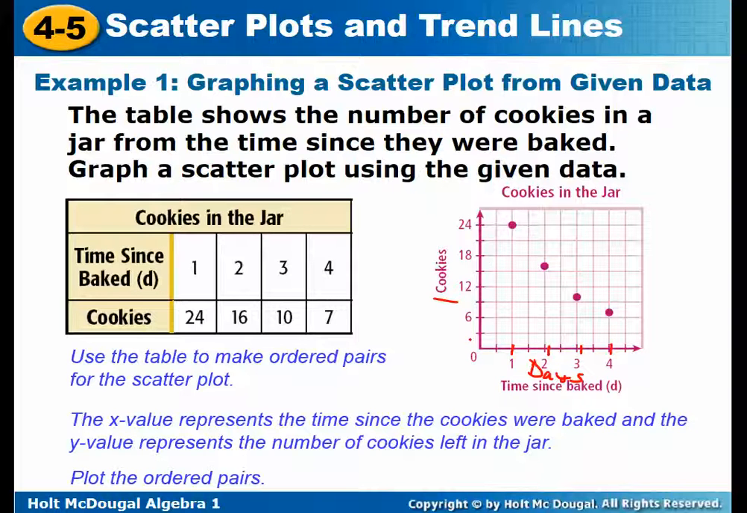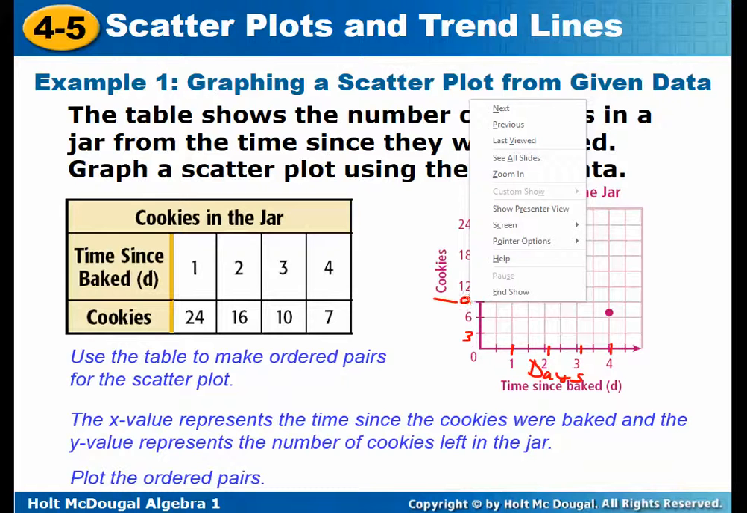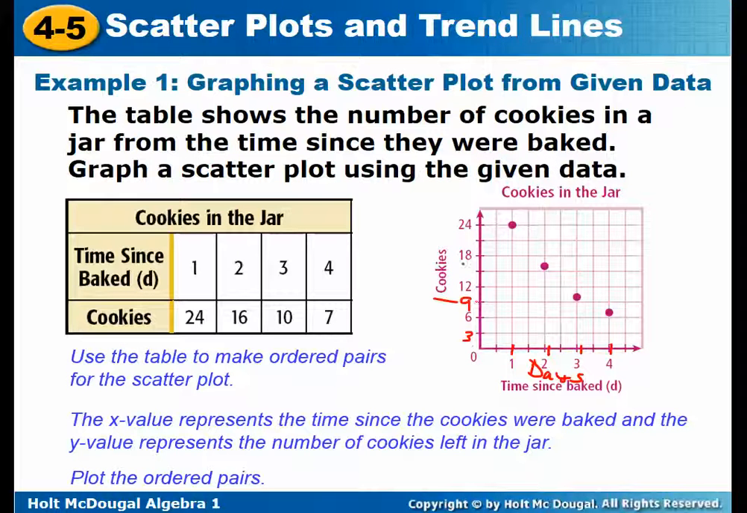And along the y-axis, or the cookies axis, they decided to go up every 3 units in order to make it fit on their paper. Otherwise, to go all the way up to 24 would take up a lot of space. And then we just put the points on there. So at one day there was 24, so you go over 1 on the x-axis, the days, and go up to 24 and you put a point.